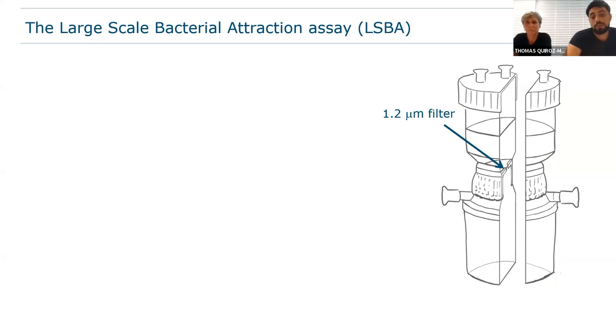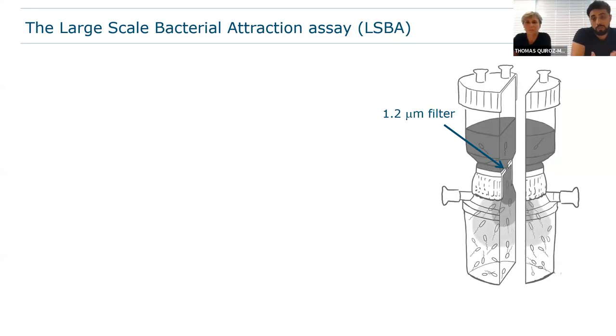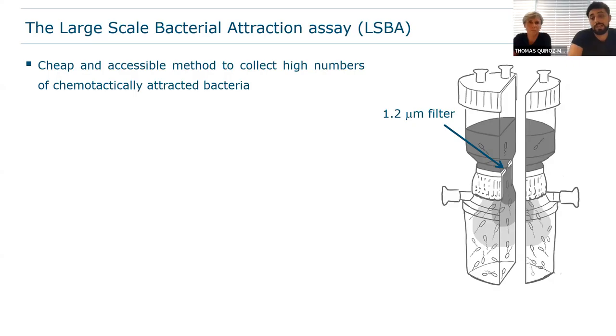We then fill our system with a buffer, add the bacteria to the bottom compartment of the system, add a chemoattractant to the top, and over time, the chemoattractant will diffuse to the bottom, prompting bacteria to migrate to the top if they are attracted by this particular component. So that is the essence of the large-scale bacterial attraction assay. It is a cheap and accessible method that we can use to collect high numbers of chemotactically attracted bacteria.